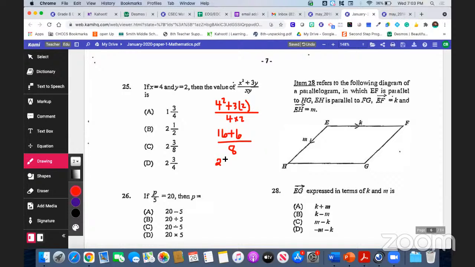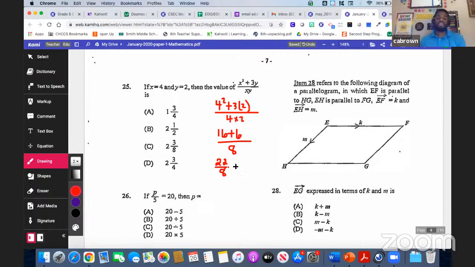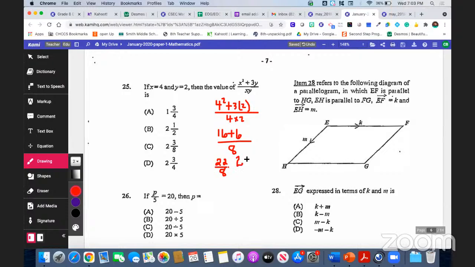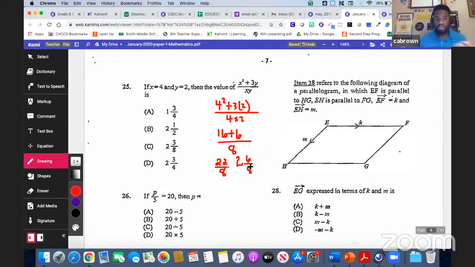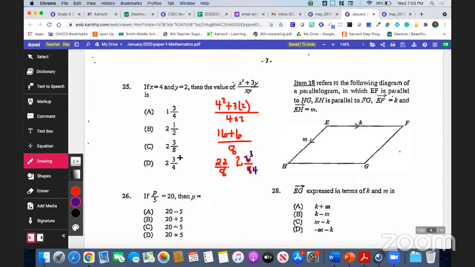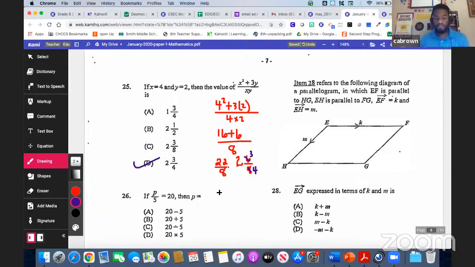Yes, this was 22 over 8. And we realized 22 over 8 was not there. So this would be 2 and 6 over 8. That's still not in my answer. So 2 and 6 over 8 needs to be simplified to 2 and 3/4. So this is D.